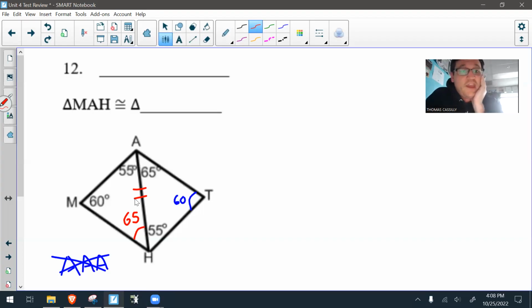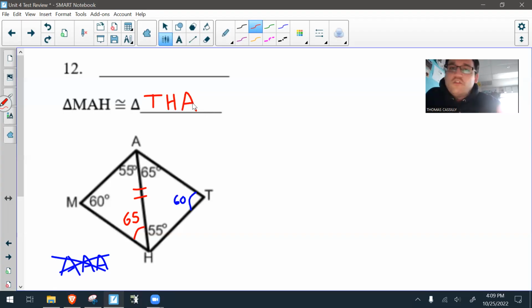So we know MAH. We have to be careful going from MAH. M is a 60-degree angle. Well, T is also a 60-degree angle. But we have to be careful because A on the first triangle is a 55-degree angle, but A on the second triangle is a 65-degree angle. So you want to match up, the 55 has to go with the 55. So it's actually going to be H. And then we're going to finish up with the A.